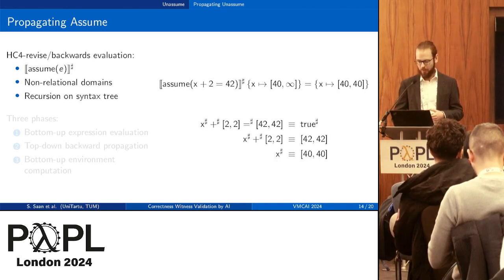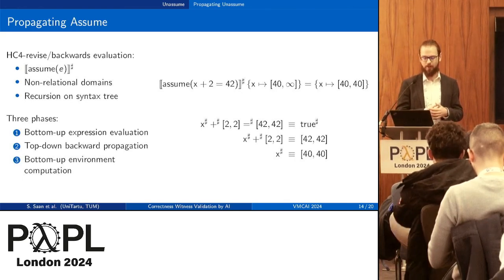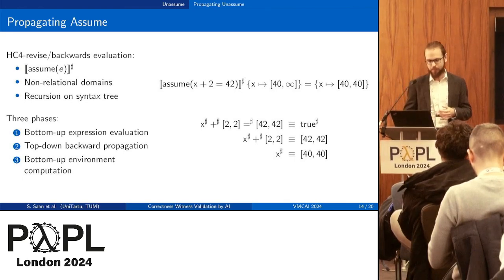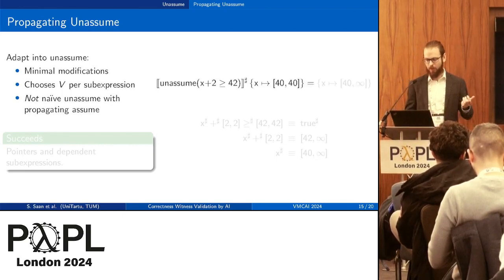state. And this algorithm has essentially 3 phases. There's the bottom-up evaluation of the expression as usual. Then you have top-down propagation of the expected values of the sub-expressions. And finally, you can construct the resulting environment. And we can easily adapt this into an unassume operator with quite minimal modifications. And this will work very similarly.